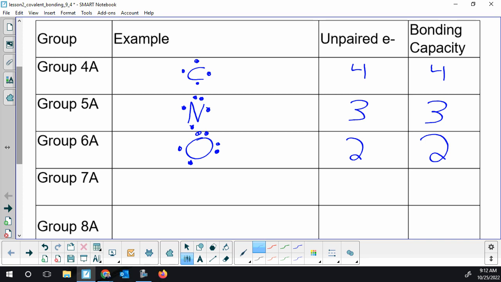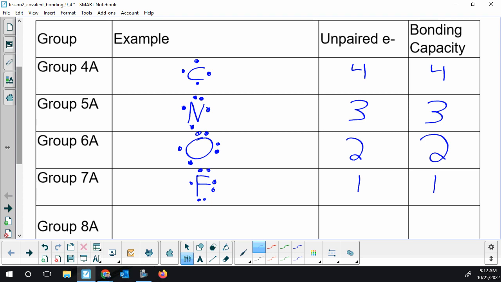Group 7A, we have fluorine. 1, 2, 3, 4, 5, 6, 7. 3 pairs that don't do any bonding. We refer to those as lone pairs. There is 1 single electron, and all the halogens only form 1 bond. Chlorine, fluorine, bromine, iodine, they all bond the same way. Once you get comfortable with how chlorine bonds, iodine is going to do the exact same thing.